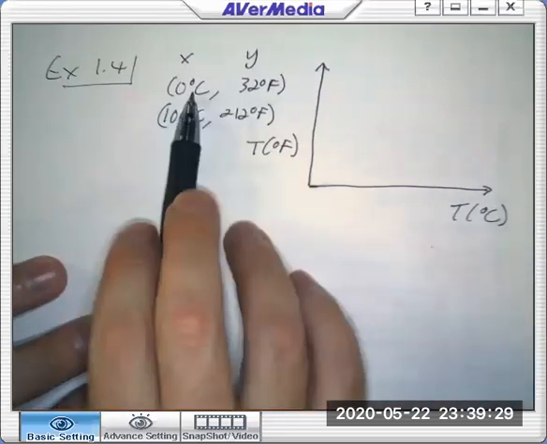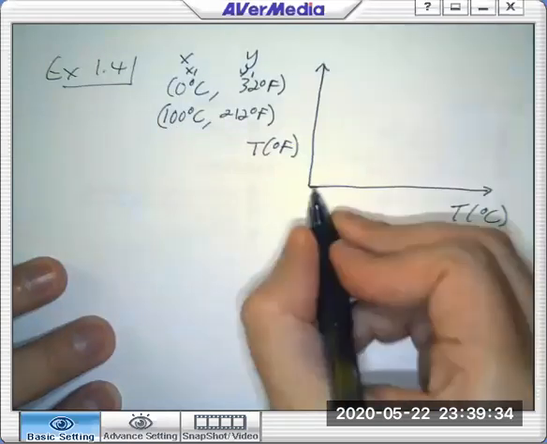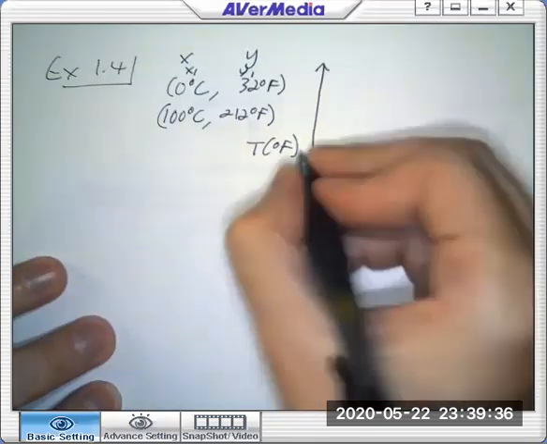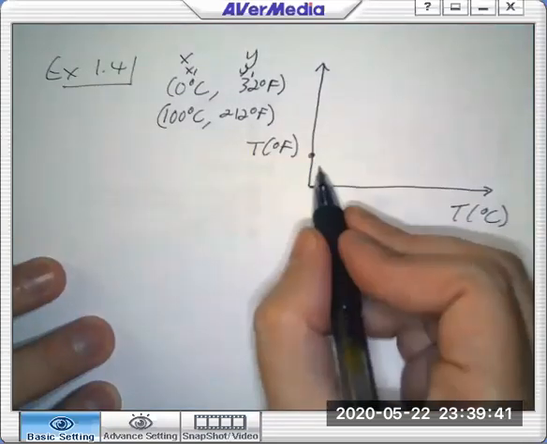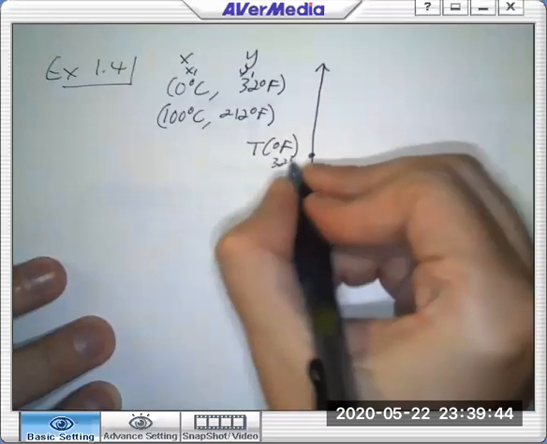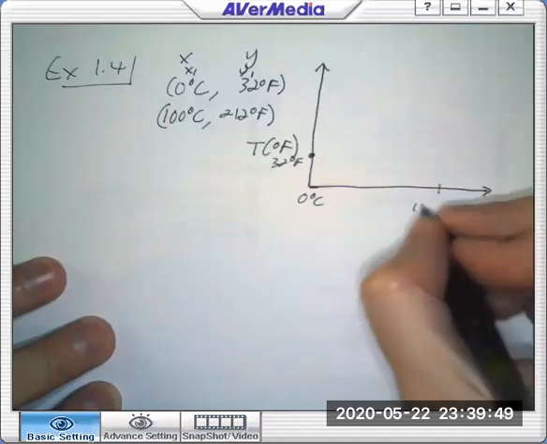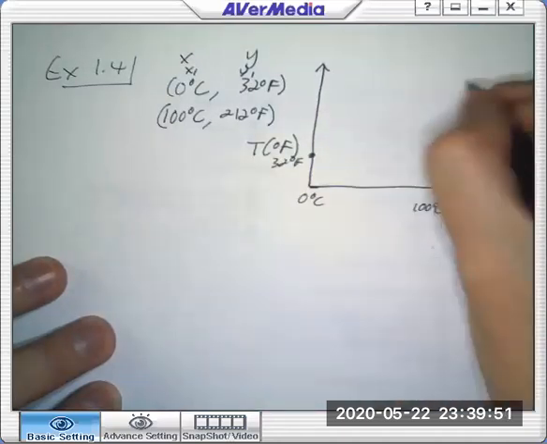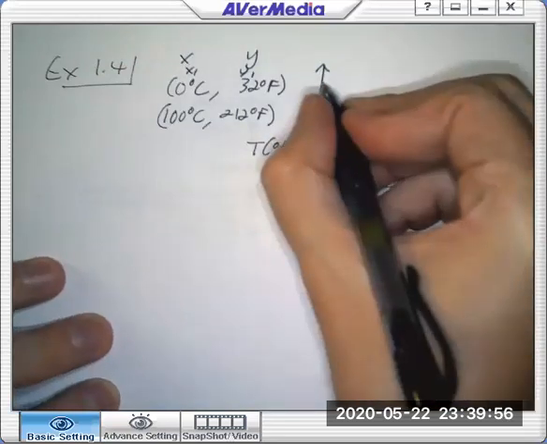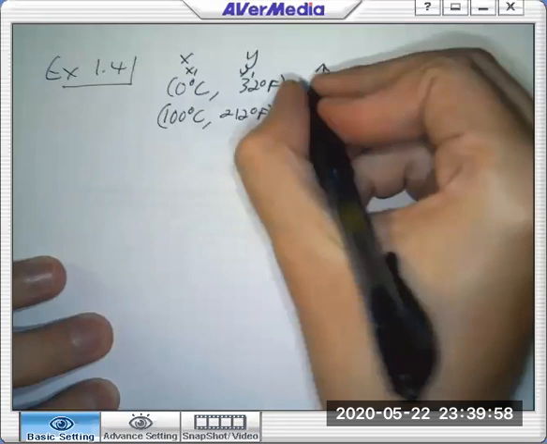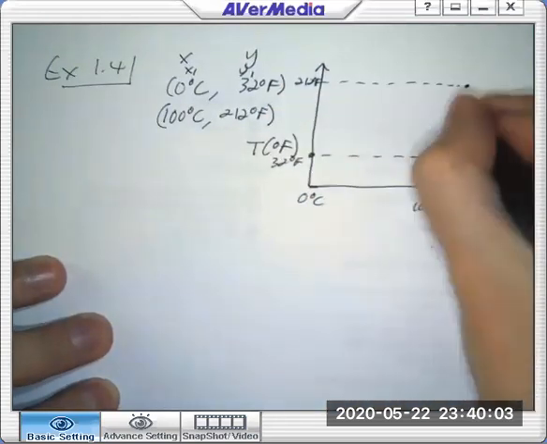So we could call this one, for example, x1, y1. So when the temperature is 0 on the Celsius scale, it's 32 in the Fahrenheit scale. That's the first data point. That's at 32 degrees Fahrenheit. And when the temperature rises to 100 degrees Celsius, then that's going to correspond to 212 Fahrenheit. Okay, these are our data points.